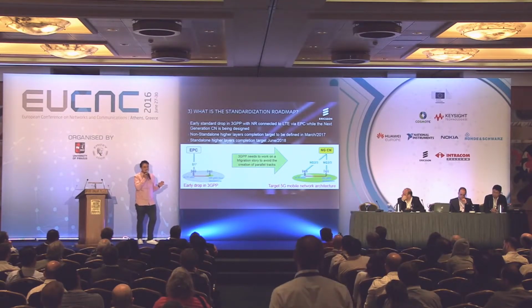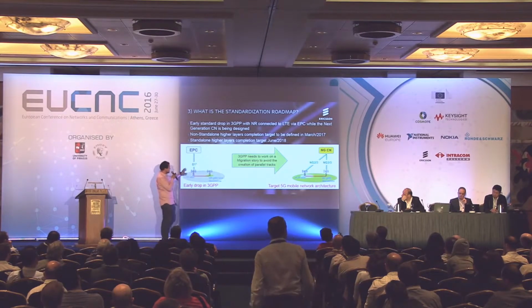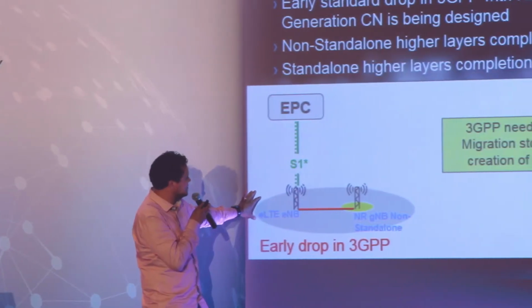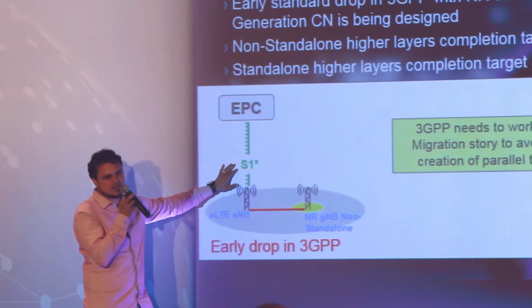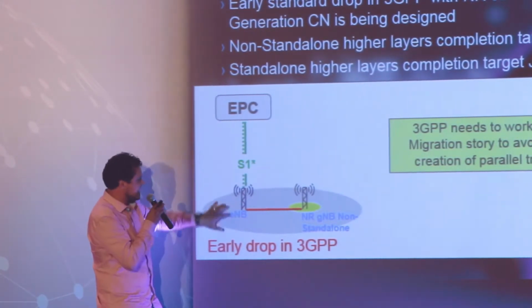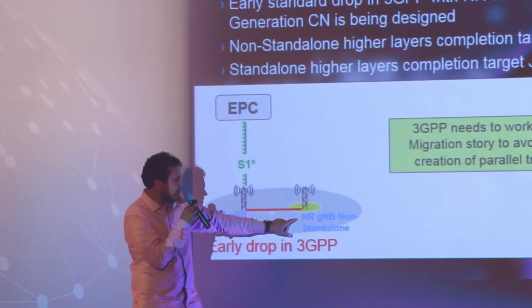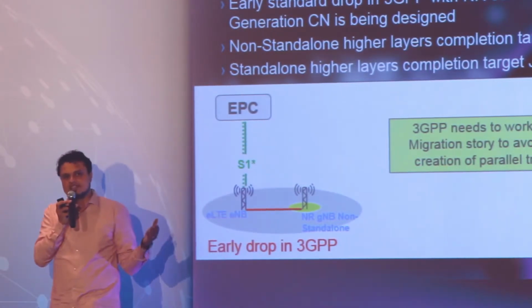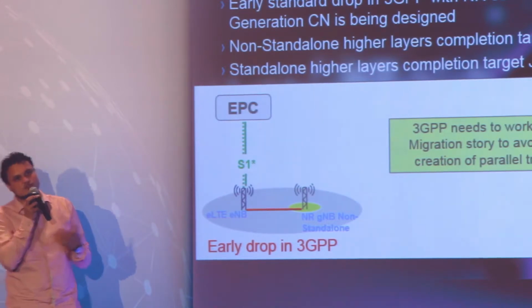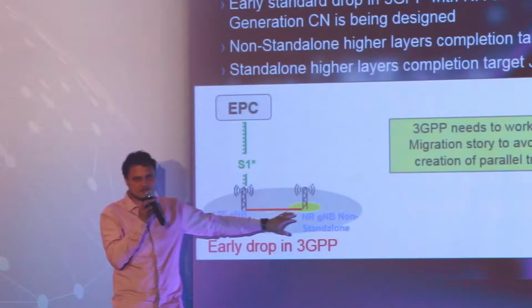So these works will happen in parallel, but 3GPP is going to work on something like that, right? So basically we have S1*, potentially with some changes needed. But this is basically EPC. And here you have LTE, and then you have NR non-standalone, as we call it. And basically non-standalone means that you don't necessarily have the full functionality over NR.